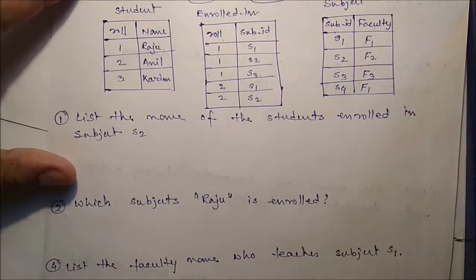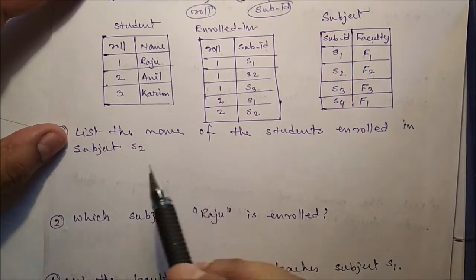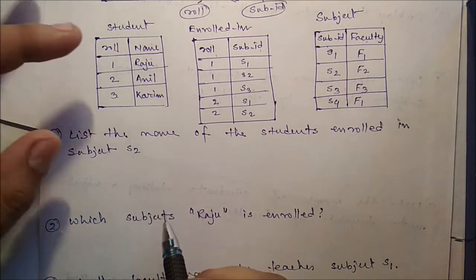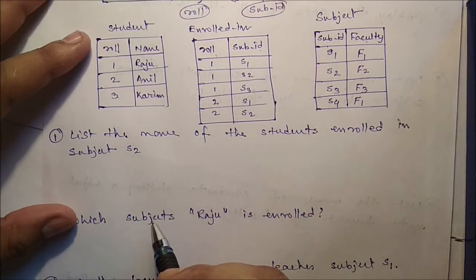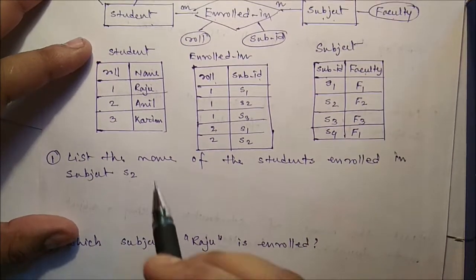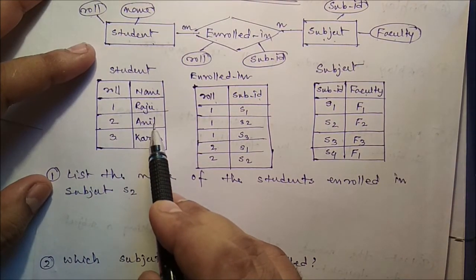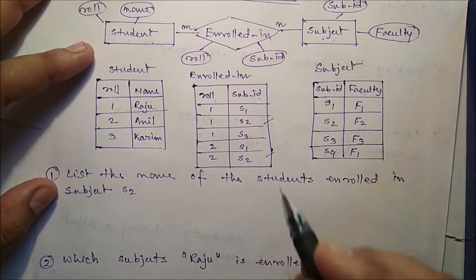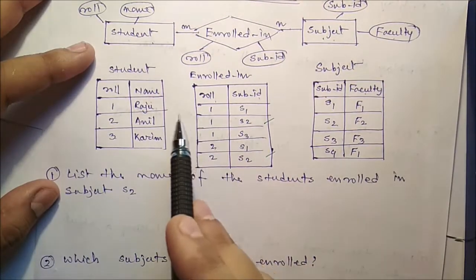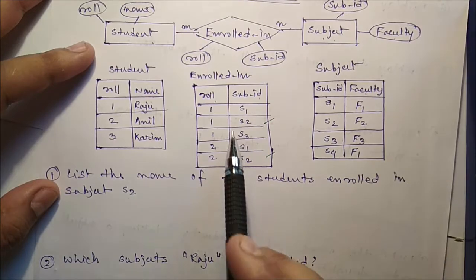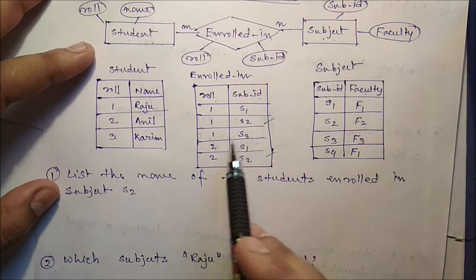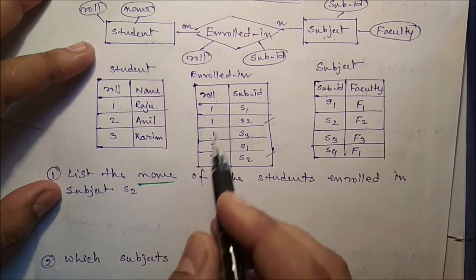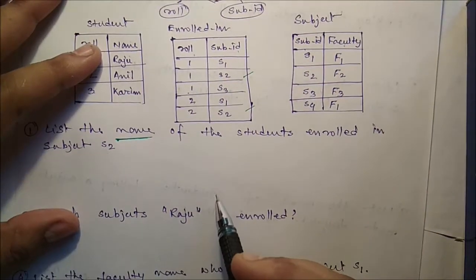Let's see each and every query one by one. The first query is: list the name of the students enrolled in subject S2. We need the name of the student who enrolled in subject S2. Here we have the relationship between roll number and subject ID, so from this table we can get the roll number, but we need the name of the students. So first of all, we have to merge these two tables.